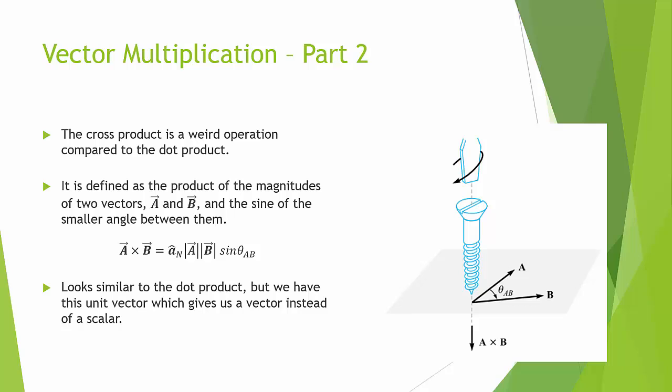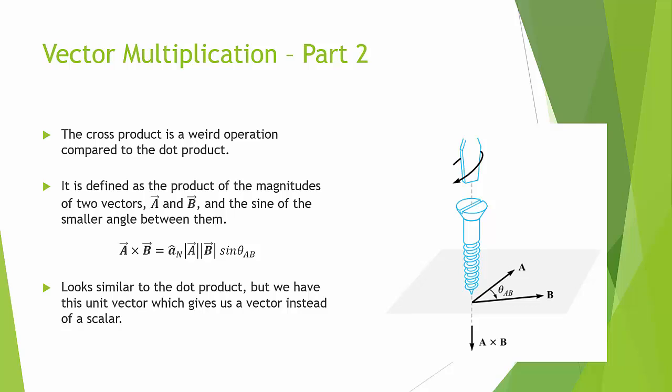And the book defines the cross product as the product of the magnitudes of two vectors, we're going to keep A and B, and the sine of the smaller angle between them. And it's written out as A cross B, which is how it's said. So if you ever hear myself or an instructor say A cross B, this is what you look for. I'm going to ignore that little first term right now. So it's the two magnitudes times the sine of theta, the angle between the vectors.